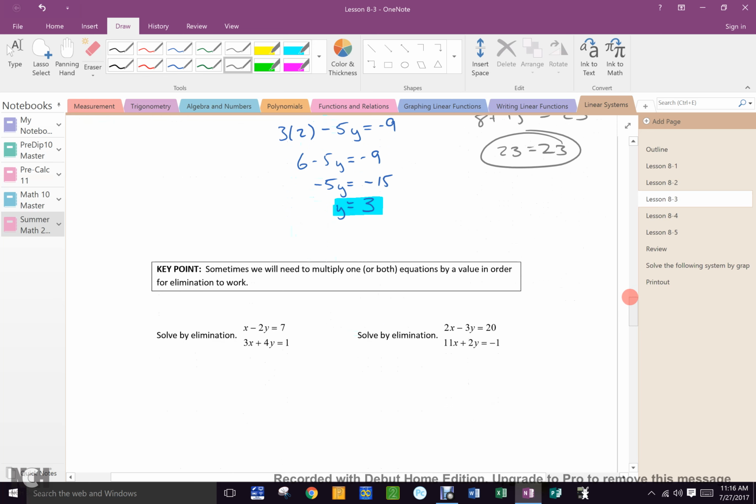Okay. Let's look at this one. What makes this one more difficult? I don't have the same coefficient, do I? But I look at these and I say to myself, self, I'm in charge of these equations. I can mess them up. I can mess them up and make them do what I want them to do. What is something I could do here?